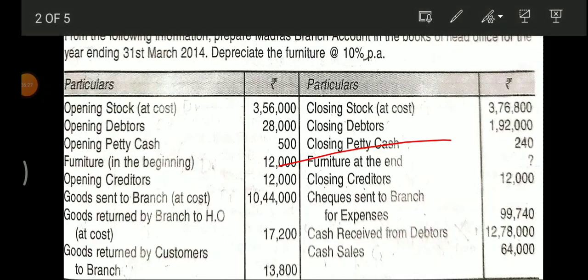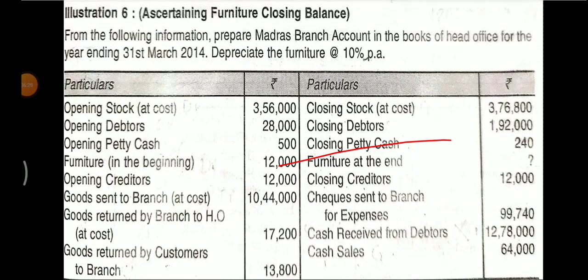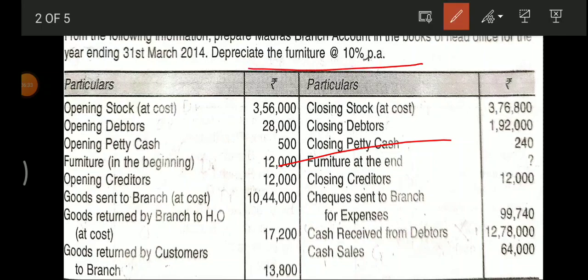So one by one we have to deal with all these things, and here one more piece of information is given to us, which is related to the depreciation of furniture. When we do furniture, we'll talk about it. Here I just want to say that the value of the ending furniture is not given to us. It means we have to calculate the value of the furniture. How we'll calculate it, we'll see later on. So let's start.